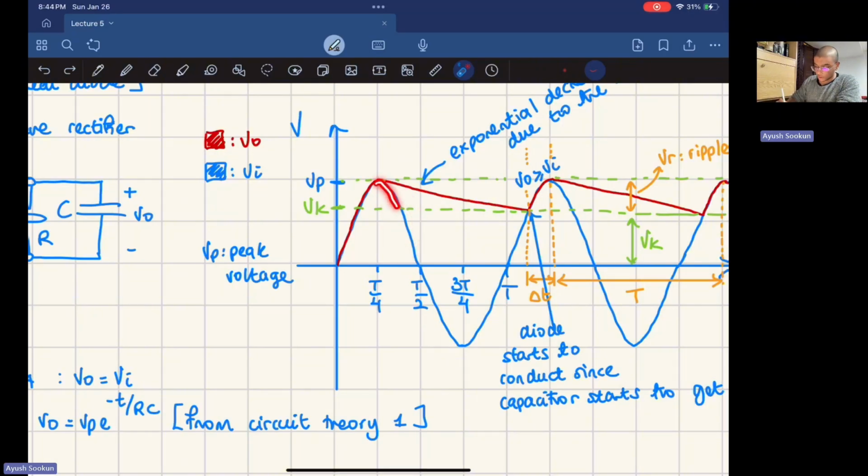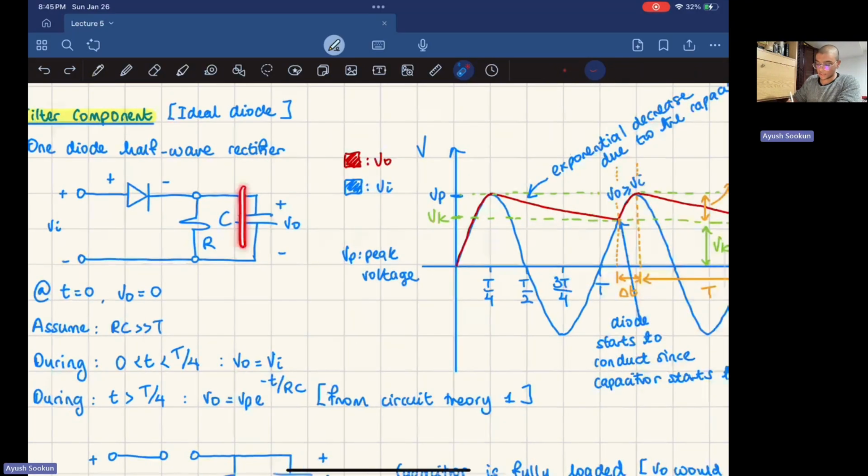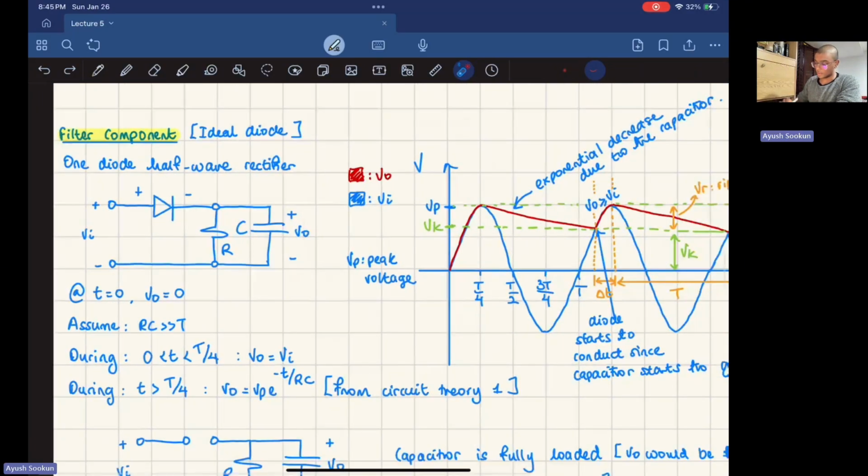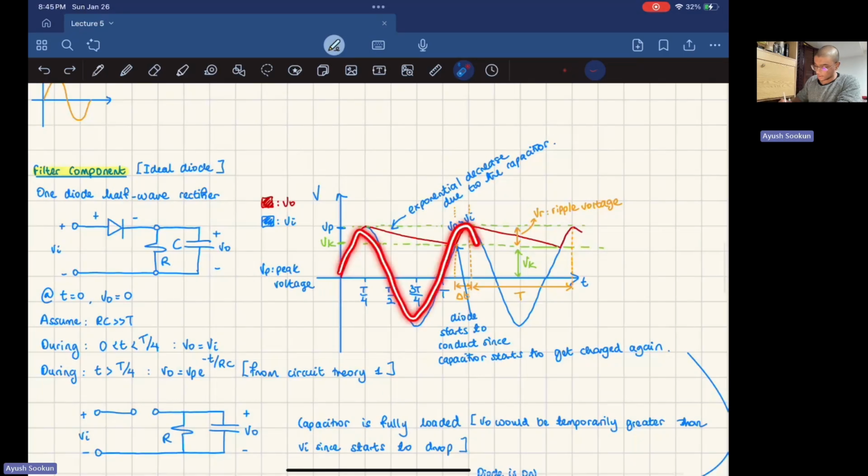Now, what happens if you look at the blue curve? The blue curve starts to drop very fast. What is this blue curve? That's my input voltage. So my capacitor is charged to the peak value. This curve has a peak value called V peak, the peak voltage. My capacitor has been charged to the peak voltage, so the capacitor is at a high voltage VP. And then my input voltage starts to drop.